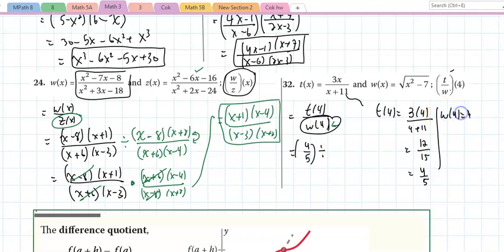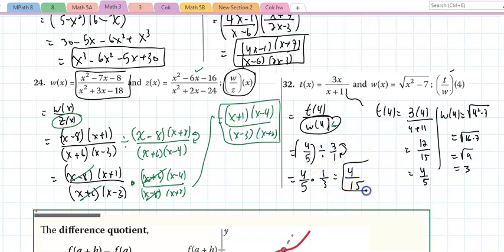w of 4 is the square root of 4 squared minus 7. That's the square root of 16 minus 7. That's the square root of 9, which is a 3. So divided by 3 over 1. Instead of dividing fractions, we know that we need to multiply by the reciprocal. And that turns out to be 4 over 15 as a final answer.